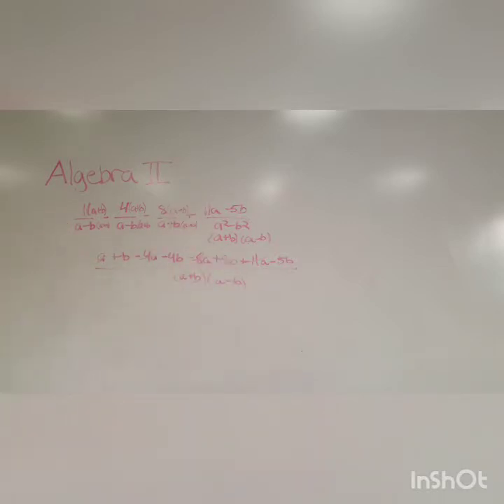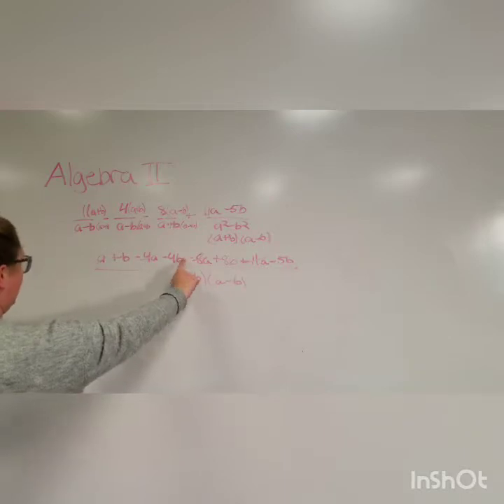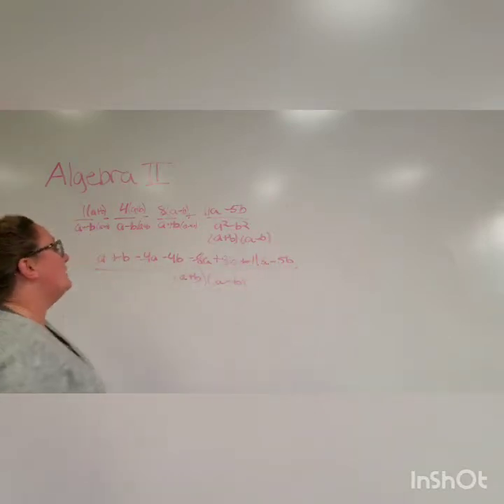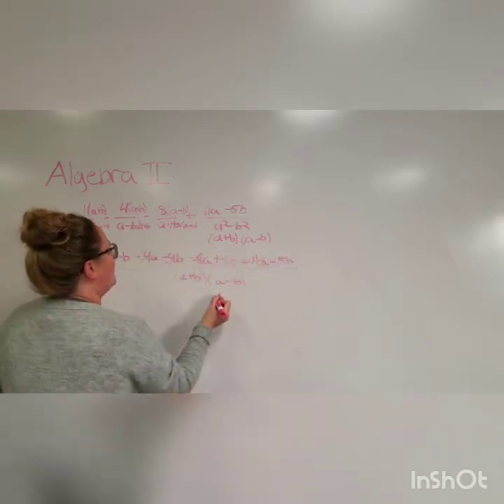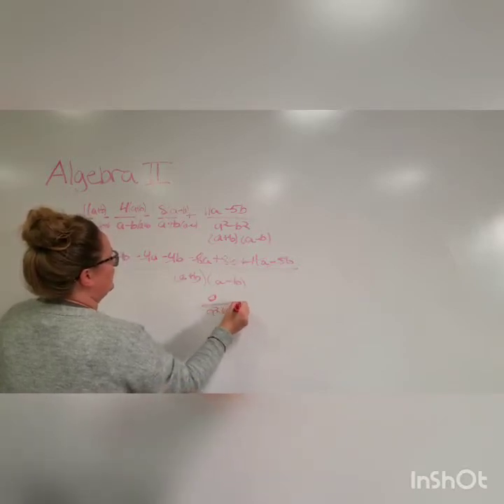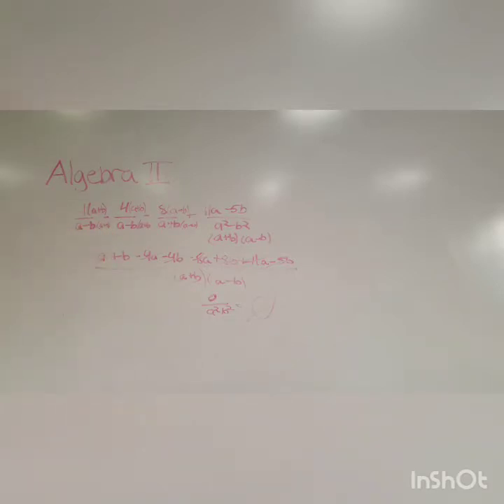All right. So we canceled all our A's out. Now we're going to combine our B's. We have B minus 4B, which is a negative 3B, plus 8 would give you a positive 5B minus 5. 5 minus 5 is nothing, so the B's also canceled out, and you're left with 0 over A squared minus B squared. 0 divided by anything is 0. Your answer is 0.